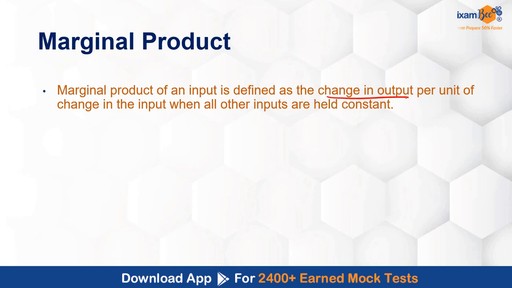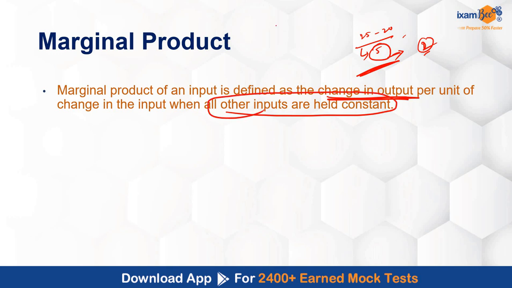Okay, so this is how it is defined, marginal product of an input. It's the change in output per unit of change in input, right? Change in output कितना आया था हमारा? 25 minus 20, which was 5. And this change was because of 1 unit change in the variable input. If there's more than 1 unit, so आप 2 लिखोगे, 3 लिखोगे, whatever is the change, and you divide, right? This will give you your marginal product. And important thing also to note here is that all other inputs will be held constant. So आप यहाँ पे एक बार में एक ही input का marginal product निकाल सकते हो.